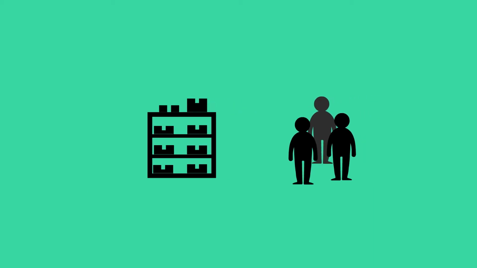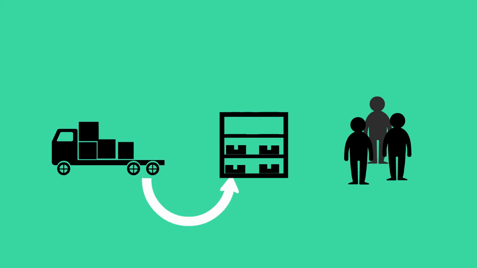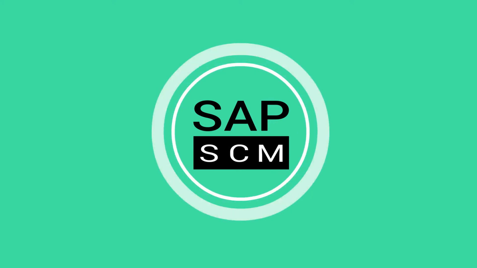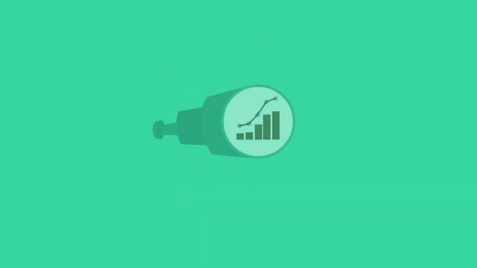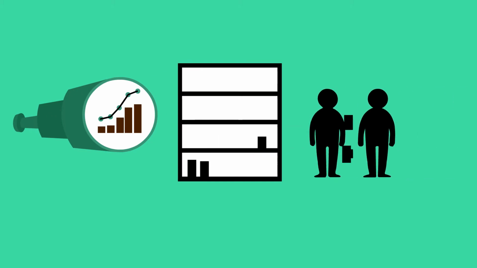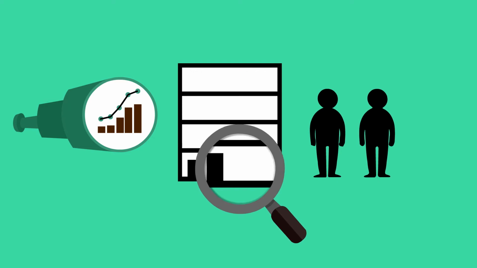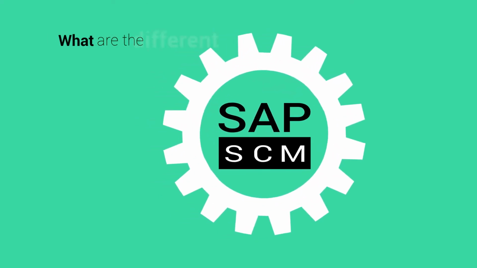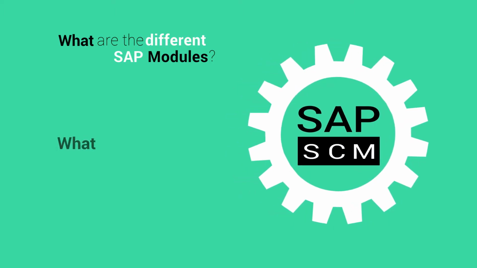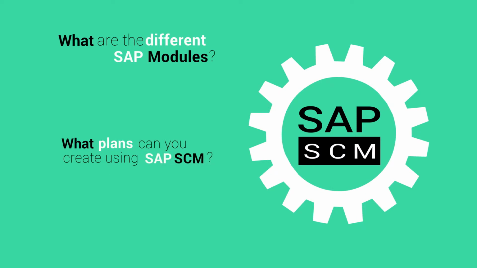One of the solutions to avoid such variance in stocks and demand is by maintaining a just-in-time inventory. You can achieve this by using SAP SCM that helps you create demand plans to forecast future demand for your products and monitor stock levels. What are the different modules of SAP SCM that help you to plan your demand and manufacturing? What are the other plans which you can create using SAP SCM to streamline your business?